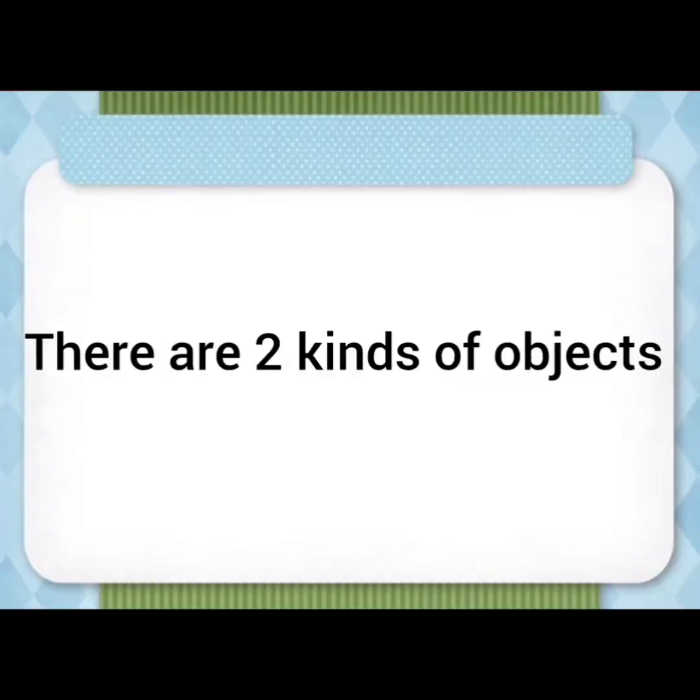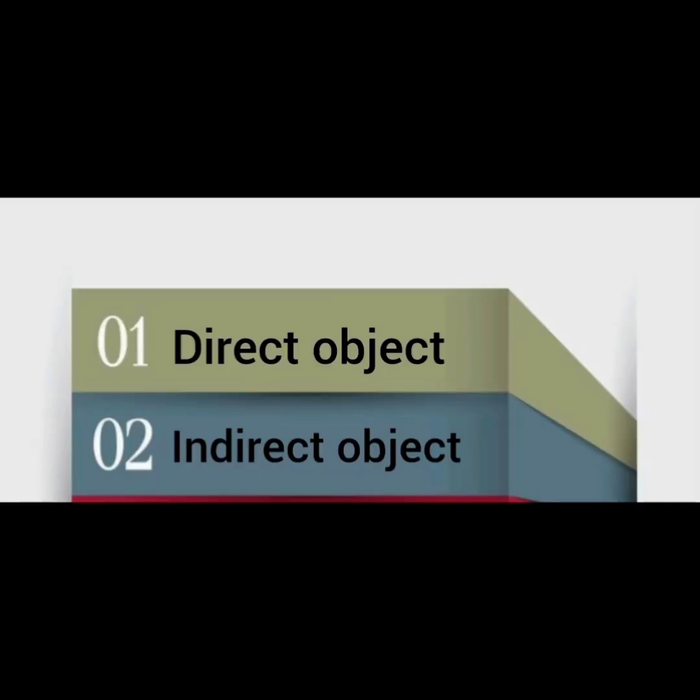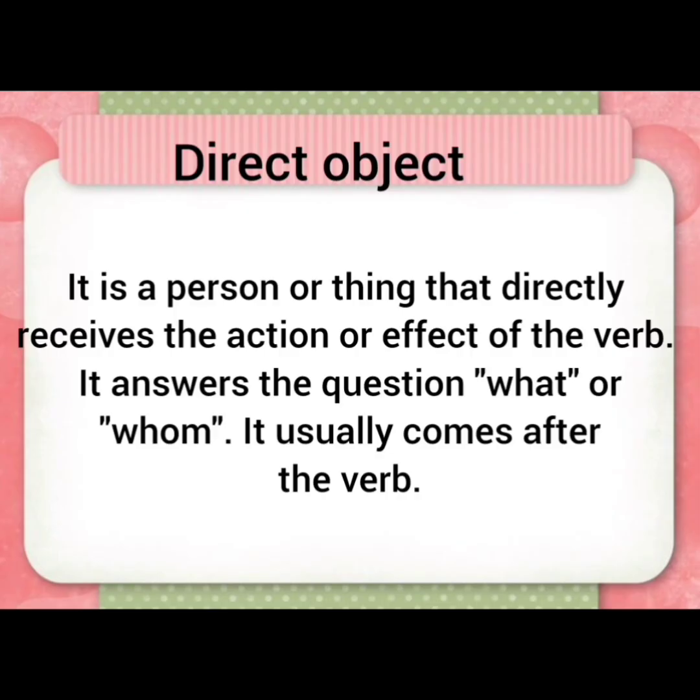There are two kinds of objects. Number one is direct object and number two is indirect object. Now what is a direct object? It is a person or thing that directly receives the action or effect of the verb. It answers the question what or whom. It usually comes after the verb. Let's have a look at examples to apply all these points.